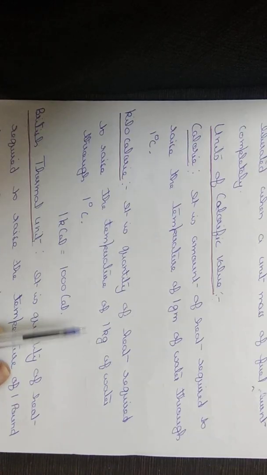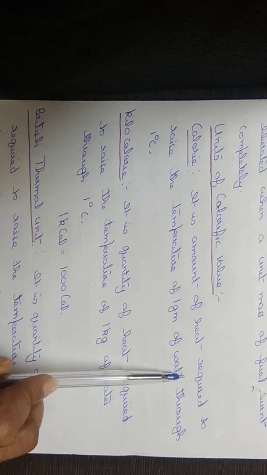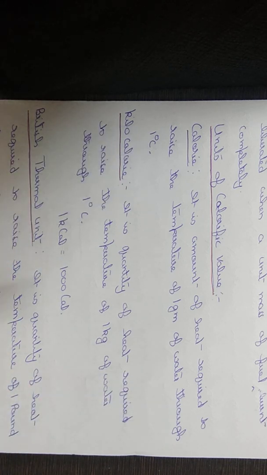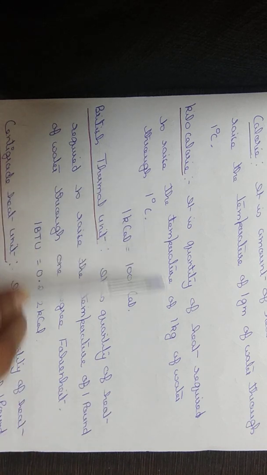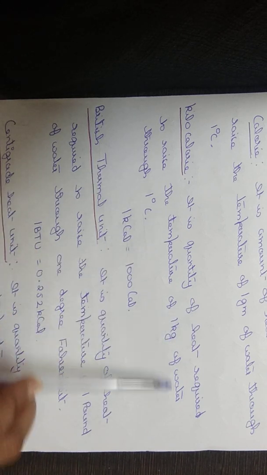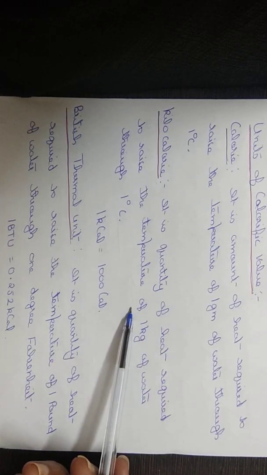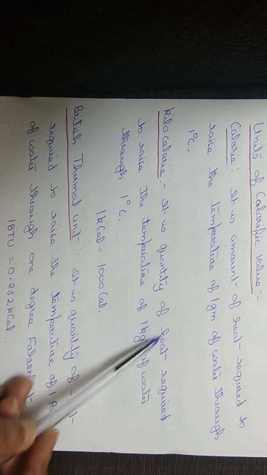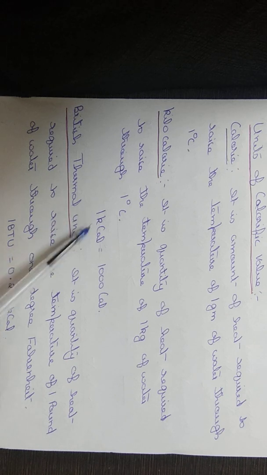Now, we have units of fuel. The first unit is the calorie. It is the amount of heat required to raise the temperature of 1 gram of water through 1 degree Celsius. Then kilocalorie: it is the quantity of heat required to raise the temperature of 1 kg of water by 1 degree Celsius. So the definitions of calorie and kilocalorie are the same, but here the amount of water is 1 gram and here the amount of water is 1 kg. 1 kilocalorie is equal to 1000 calories.